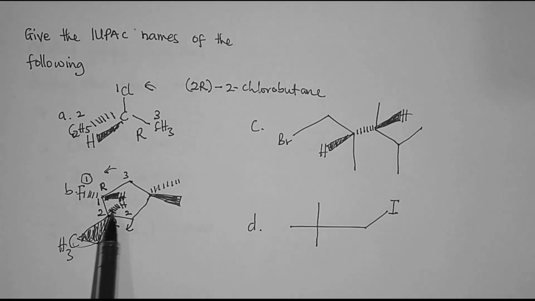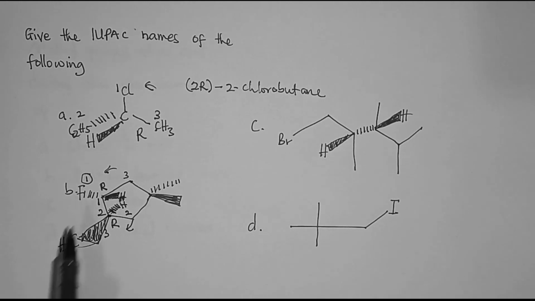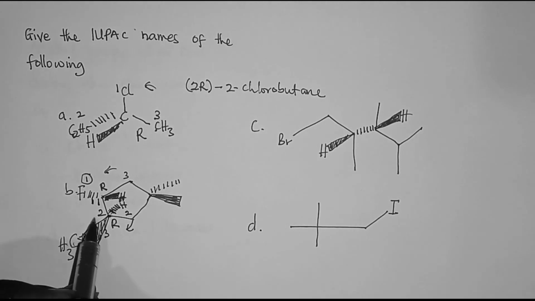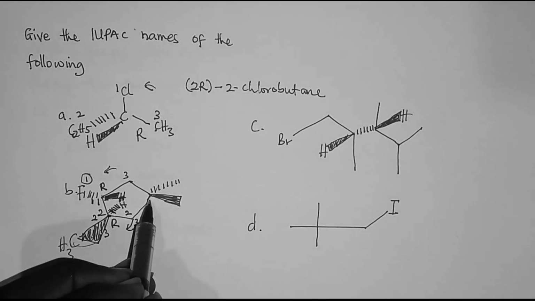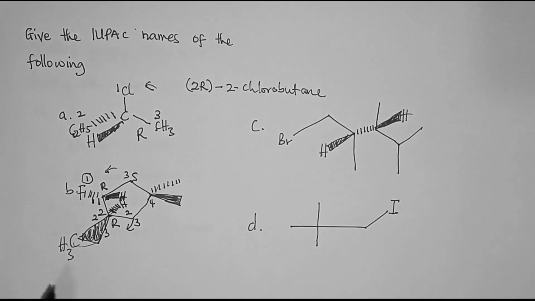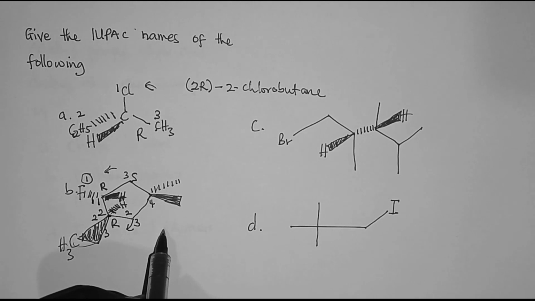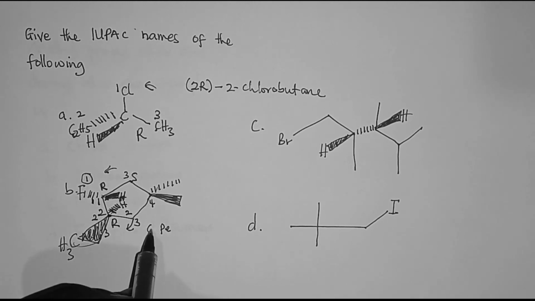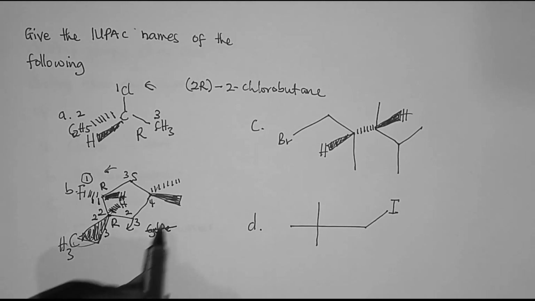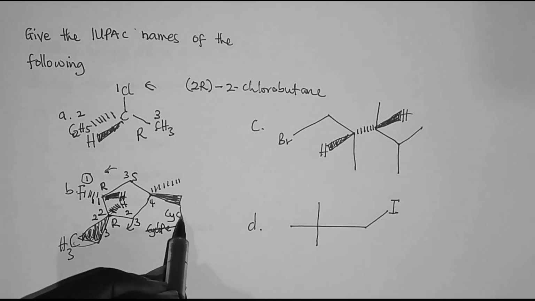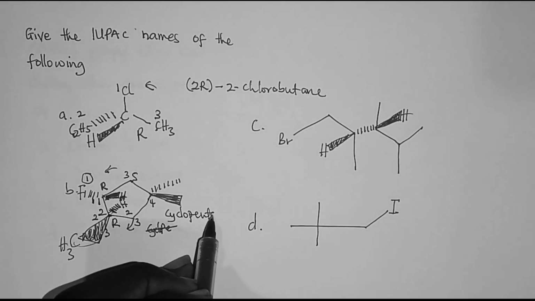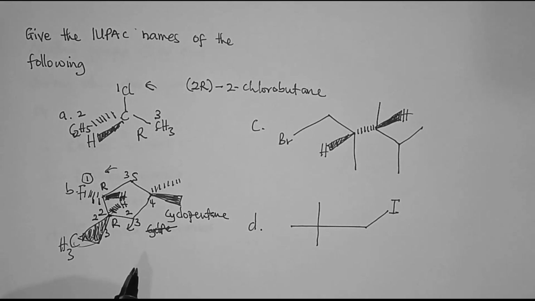Now let's go ahead and determine the numbers on the carbons. So we'll give precedence to the fluorine group because it is the bulkier group than the CH3. So here becomes 1, then this is 2, 3, 4, 5. So 5 carbons, and therefore the parent name is a cyclopentane. This is a cyclopentane. That is the parent name.